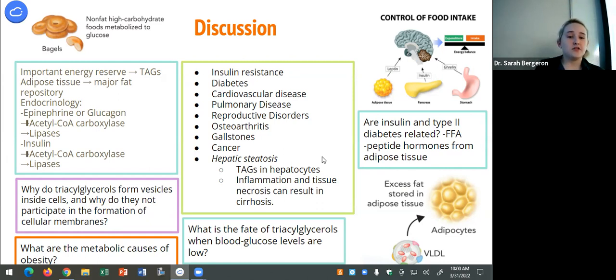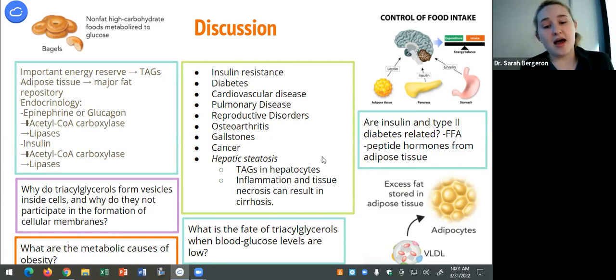So why do triacylglycerols form vesicles inside cells, and why do they not participate in the formation of cellular membranes? So unlike our glycerophospholipids, our triacylglycerols are completely nonpolar. They have no polar head group, so the hydrophobic effect is not effective. You could say like the entropic effect is not going to be favorable for them to participate in cellular membranes. Instead, it's going to be more entropically favorable for them to be sequestered inside of a VLDL particle.